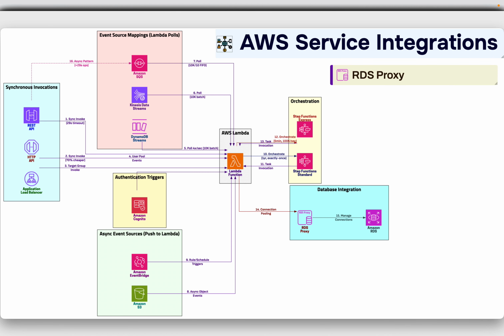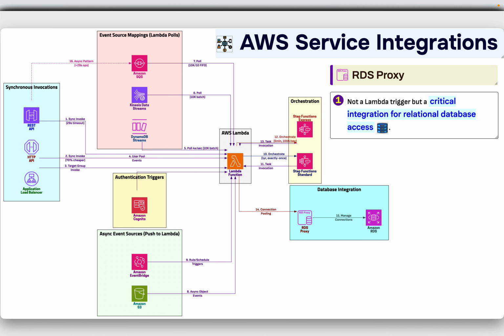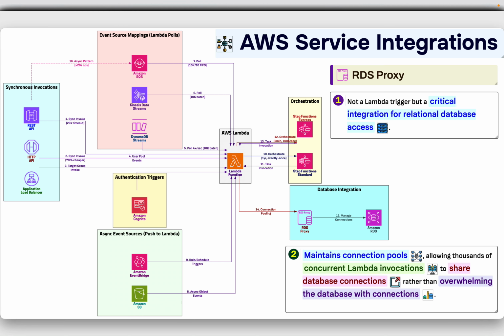Then we have RDS proxy. So RDS proxy is not a Lambda trigger but a critical integration for relational database access. RDS proxy maintains connection pools and that allows thousands of concurrent Lambda invocations to share database connections rather than overwhelming the database with connections. And that's all.